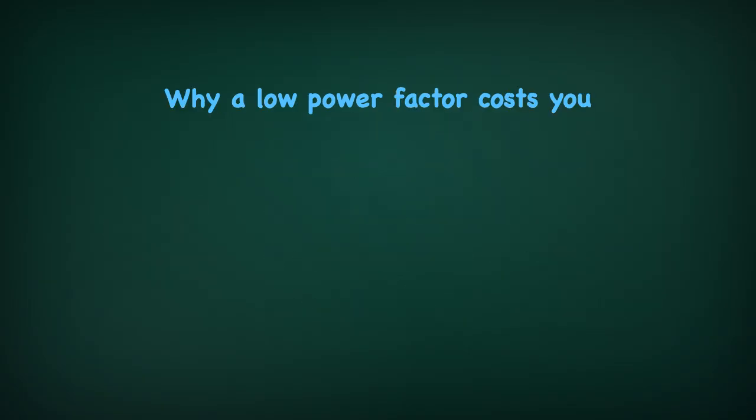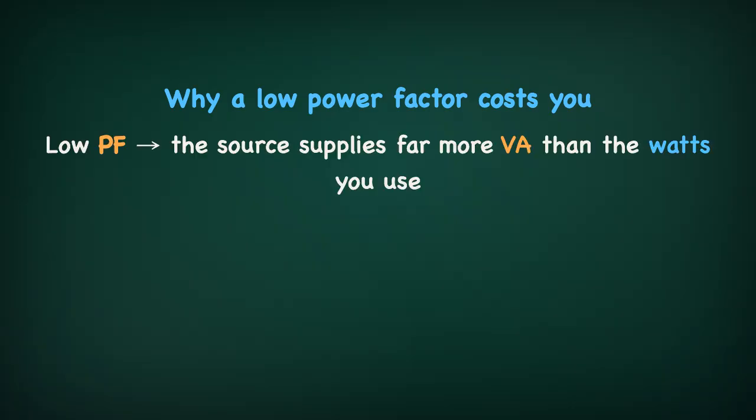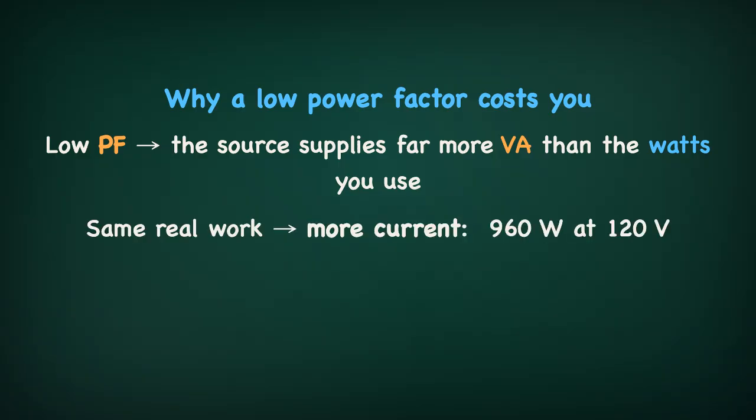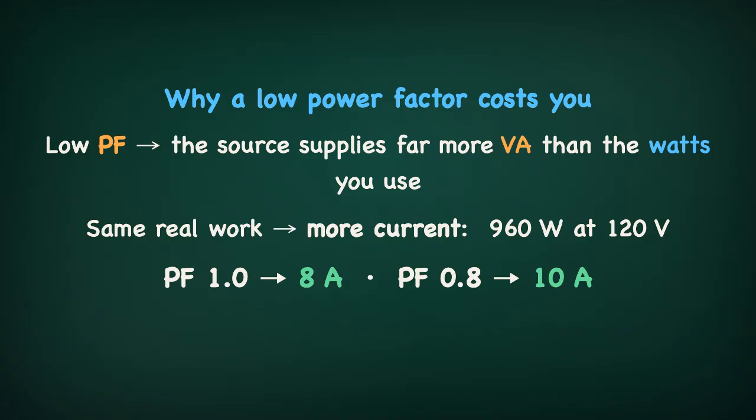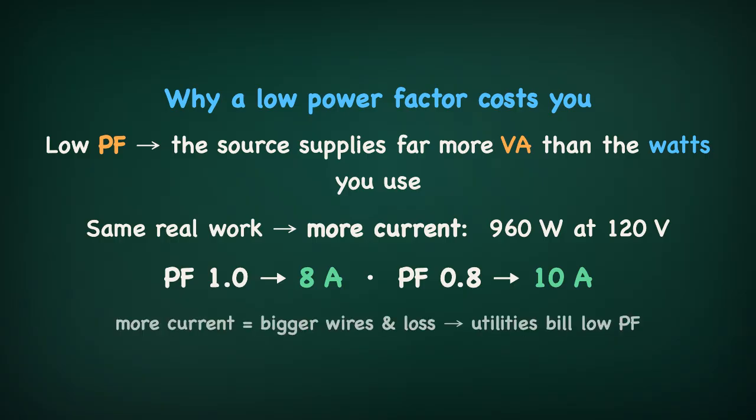Now, why does a low power factor cost you? A low power factor means the source has to supply far more VA than the watts you actually use. For the same real work, you pull more current. Take 960 watts at 120 volts. At a power factor of 1, that's 8 amps. But at 0.8, you need 10 amps for the very same work. More current means bigger wires and more loss. That's why utilities charge large customers for a low power factor.